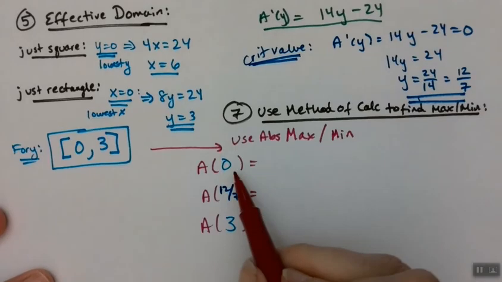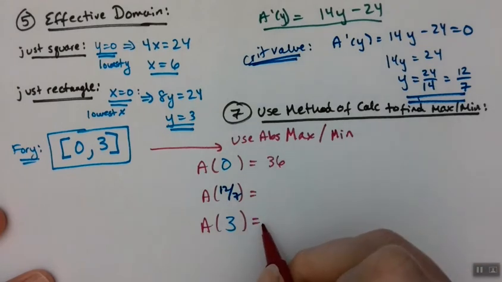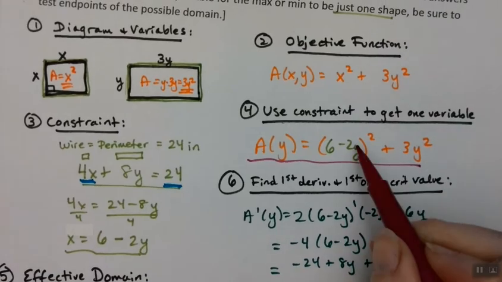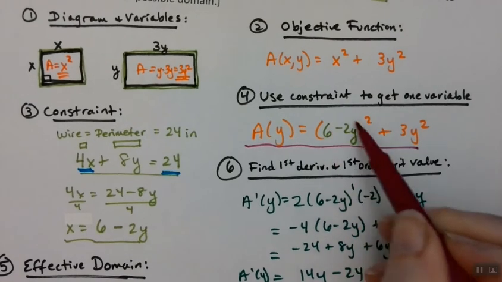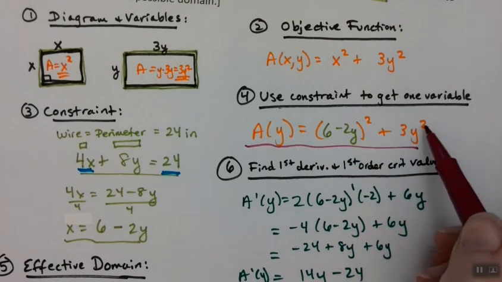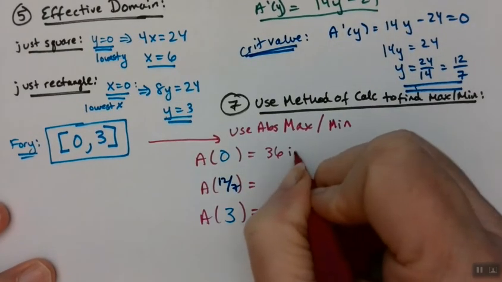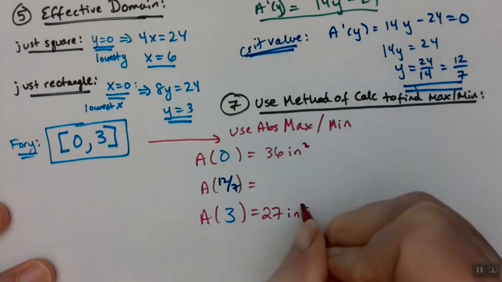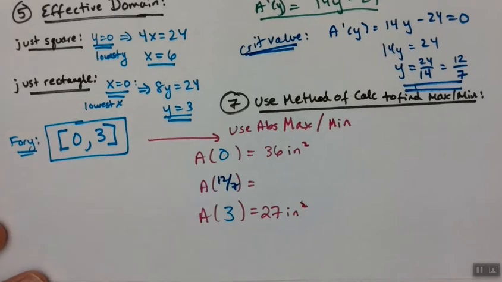Okay, so if I put 0 in, that'll be 36. 0 going in would cancel this one out and make this turn into 6. 6 squared is 36. If I put 3 in, that'll make this 0, and that'll be 3 times 3 squared, which would be 27. So 27 inches squared, because of course these are areas. Area is a two-dimensional thing, so it's going to have square units, as opposed to perimeter, which is linear, so it has first degree units. All right, that leaves me the 12/7.